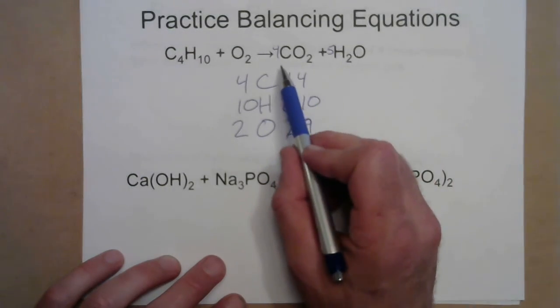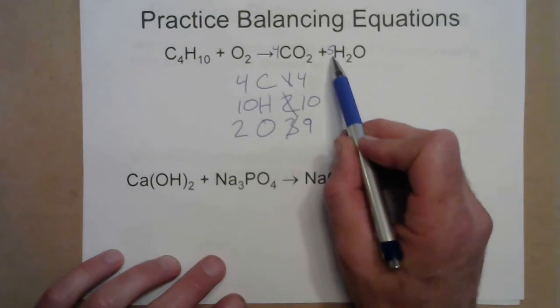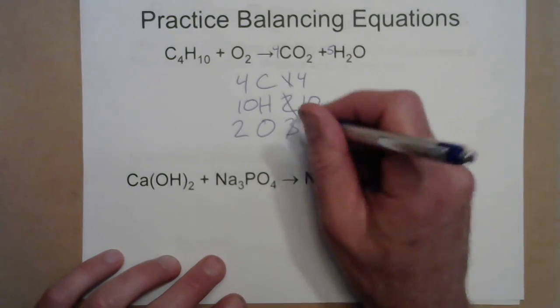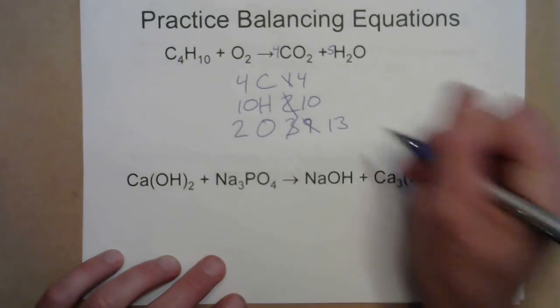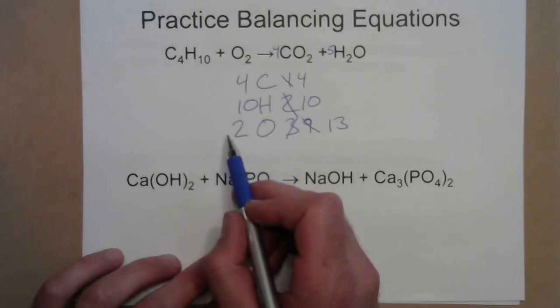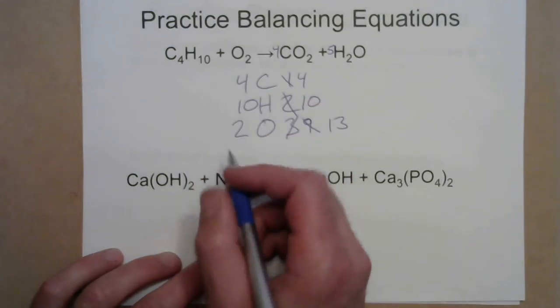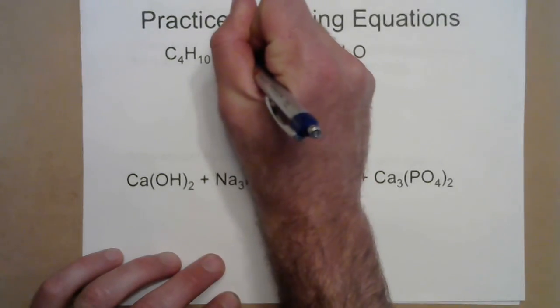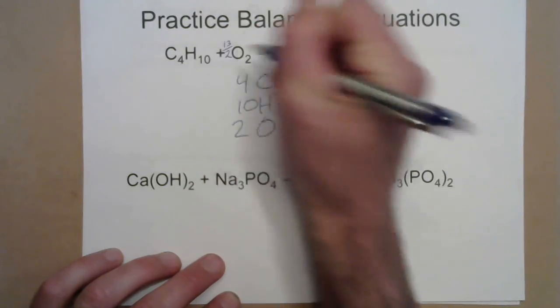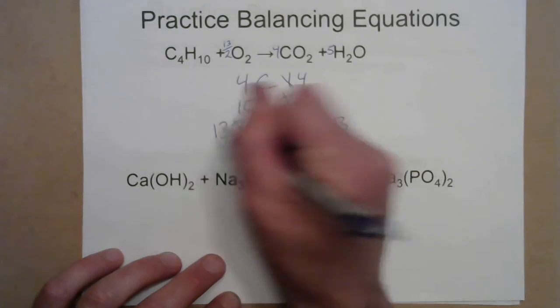And now we have, how many oxygens on this side? 4 times 2, so 8 in the carbon dioxides, and then 5 more from the water. That's a total of 13 oxygens. So in order to get 13 oxygens on this side, since the oxygen is diatomic, it's O2, I would need to put the coefficient 13 over 2. 13 halves times 2 would give me 13 oxygens.